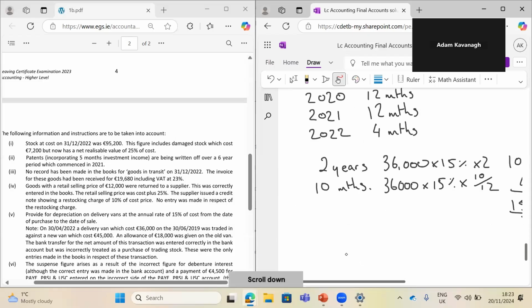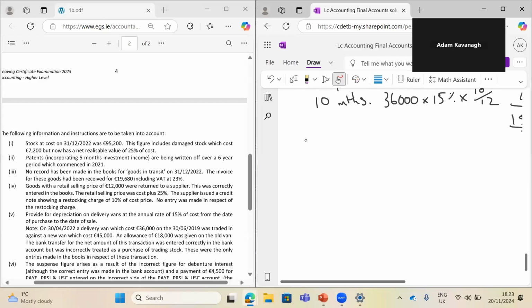Okay, step number 2 is profit or loss on disposal of that van. So step 2, when we're doing a disposal, we have 5 headings: cost, depreciation, which will give us net book value, how much was the van worth, how much did we receive for the van, and then did we make a profit or a loss. Okay, so the cost of the van was 36,000. We just figured out the depreciation was 15,300.